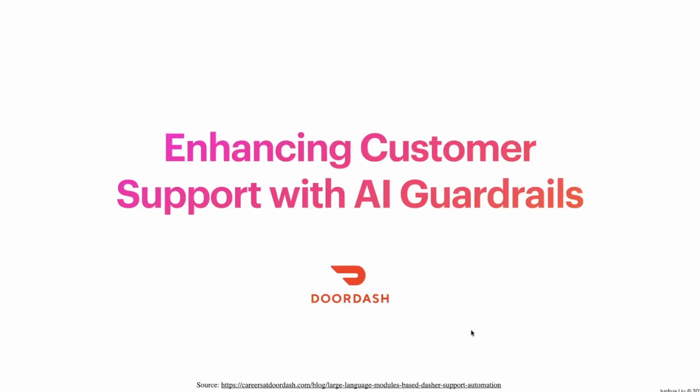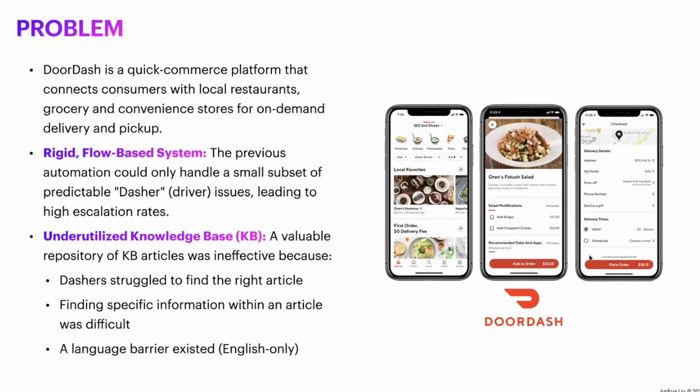And the last case we will go through slightly more quickly. The last case is reported by DoorDash, which is arguably the largest quick commerce company in Western countries, in the US, in Canada, and in European countries. What they do is use RAG to enhance customer support with AI guardrails. DoorDash is a quick commerce platform that connects consumers with local restaurants, grocery, and convenience stores for on-demand delivery and pickup. They are a funded company under Y Combinator.